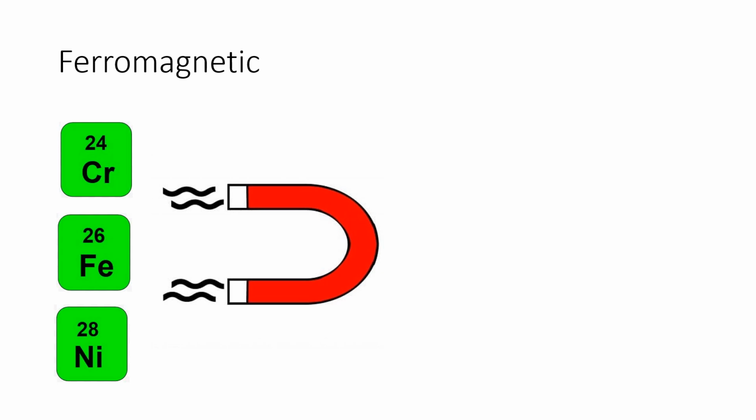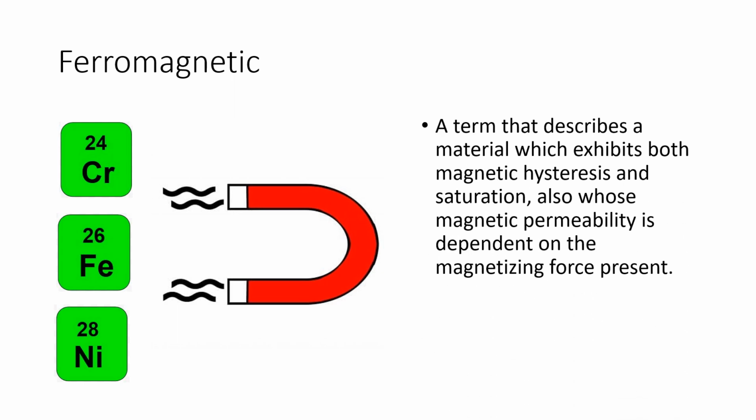So ferromagnetic materials, for the most part, and I'm just giving you a rough overview, but chrome, iron, and nickel are our three materials if we look at the periodic table. And ferromagnetic is a term that we use for a material which exhibits both magnetic hysteresis and saturation. I'm not going to dive too deep into those. And also the magnetic permeability is dependent on the magnetizing force present. But ferromagnetic means we can magnetize the material. Aluminum, copper, those we can't. The big one here is iron.